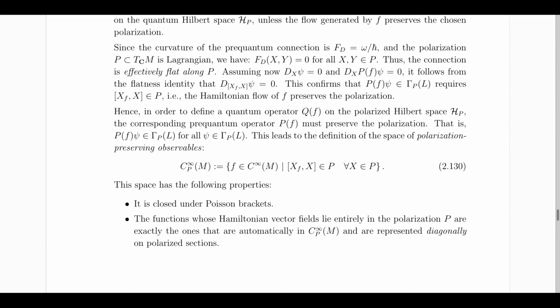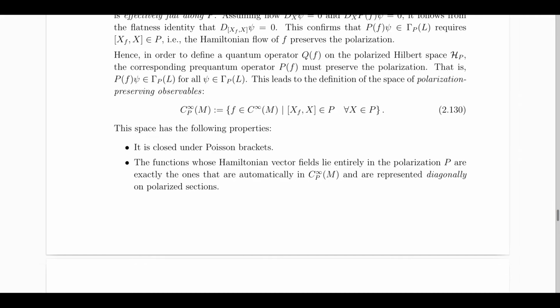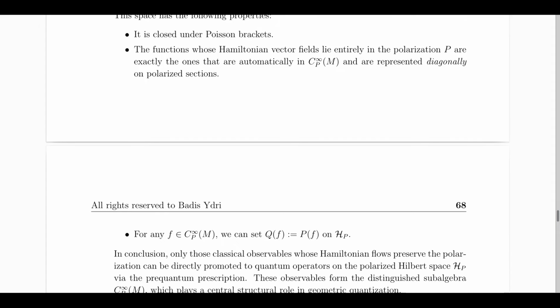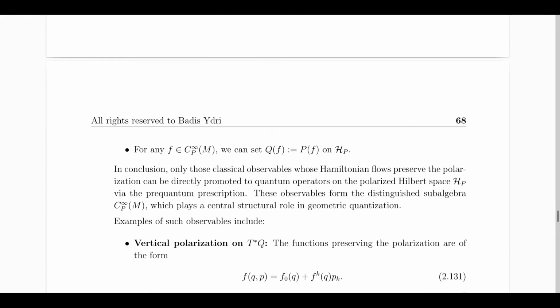This leads us to a subalgebra of observables, the polarization-preserving ones. These are the functions whose associated Hamiltonian vector fields commute in a precise sense with the polarization. For such observables, quantization proceeds cleanly. We simply apply the prequantum operator and restrict it to the polarized space.